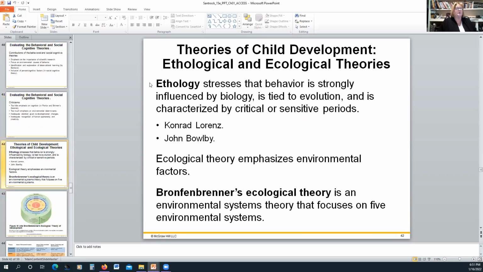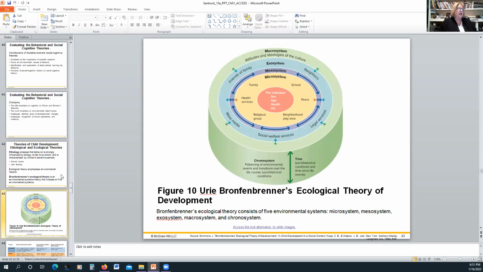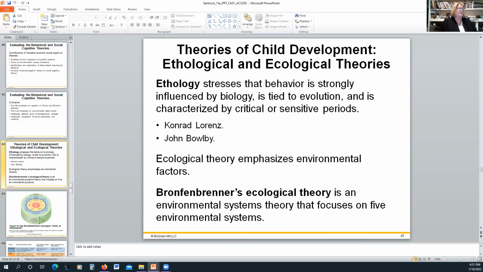Then we get into what we call ethology or ethological, as well as ecological. One of the bigger ones in here is Urie Bronfenbrenner. Now, one of the things I wish they wouldn't do, I wish they wouldn't put Bowlby in with this. I wish that they would put Bowlby back in with Freud and Erikson in the psychoanalytic. But it is what it is.